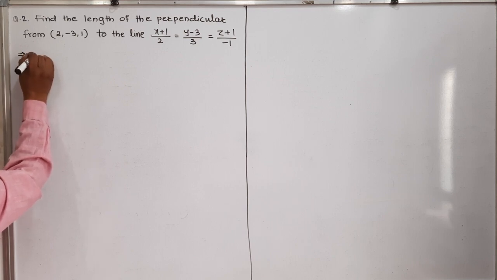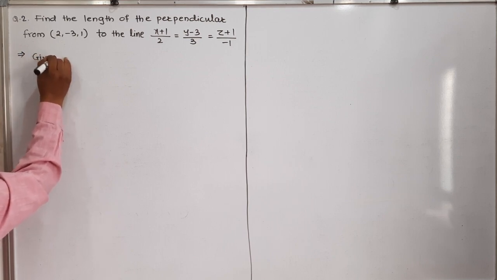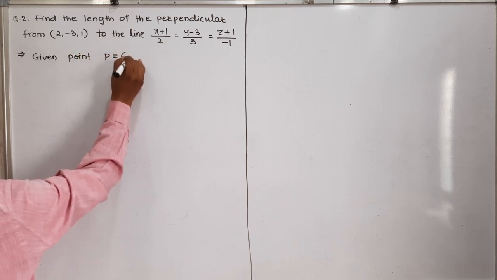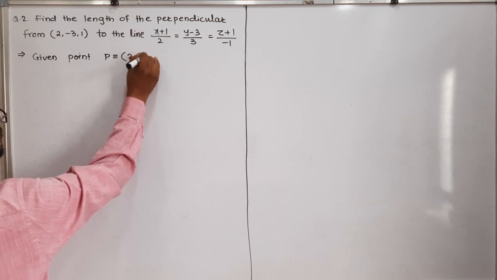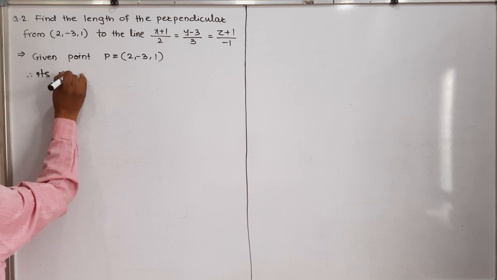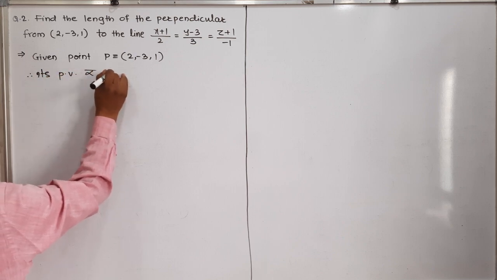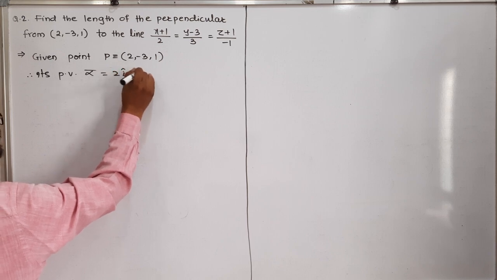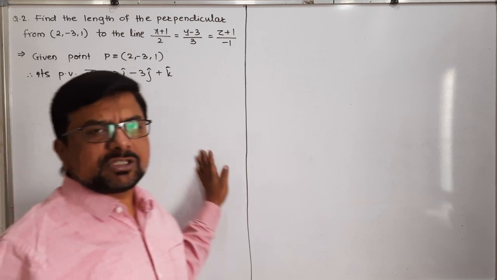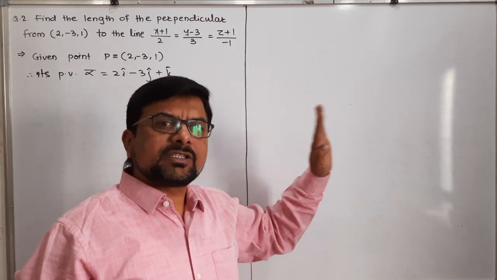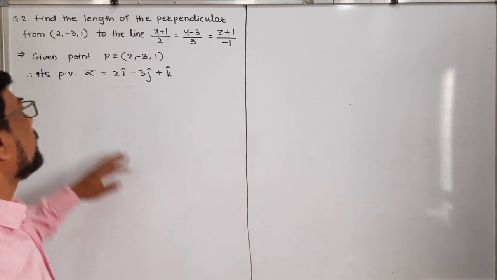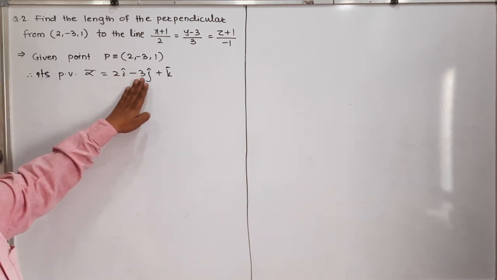पहले given point P has coordinates 2, -3, 1. Therefore, its position vector alpha vector is equal to 2i cap minus 3j cap plus k cap. मैं ये procedure से आपको करके दे रहा हूं। आपने इसके पहले question में जैसे question solve किया था, मैं उसी method से उसको solve करूं। Alpha vector is equal to 2i minus 3j plus k.